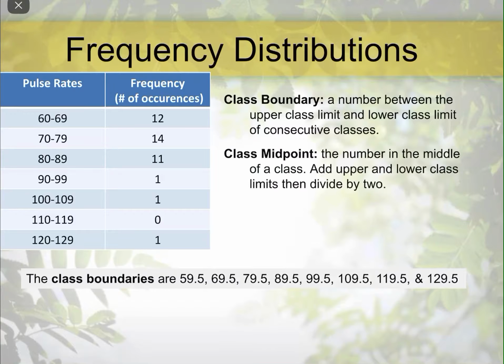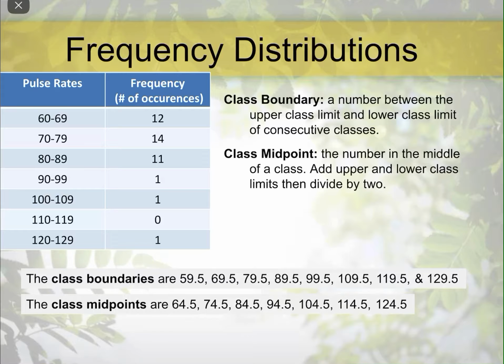The next thing that we're going to want to calculate are class midpoints. A class midpoint is the number that's in the middle of a class. To find the class midpoint, you can do it by inspection. So the number in the middle of 60 and 69 is 64 and a half. But if you would like to calculate that, you just simply add the upper class and the lower class limits together and divide by 2. So between 60 and 69, you get 64.5, 70 and 79, you get 74.5, and so on.